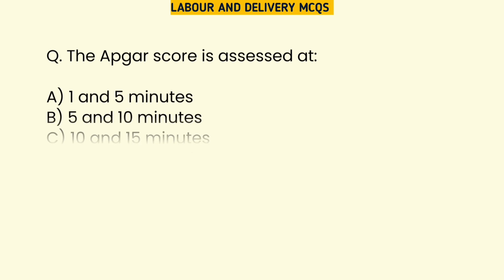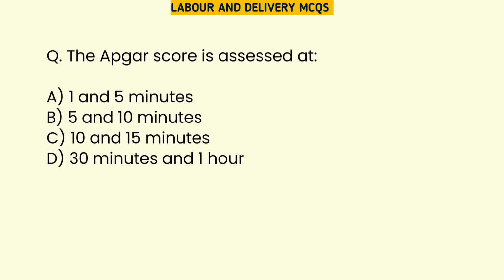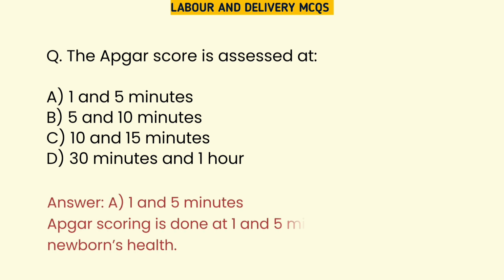Next question. The Apgar score is assessed at. Correct answer is A. 1 and 5 minutes. Apgar scoring is done at 1 and 5 minutes to assess the newborn's health.